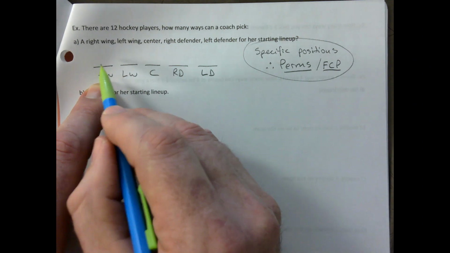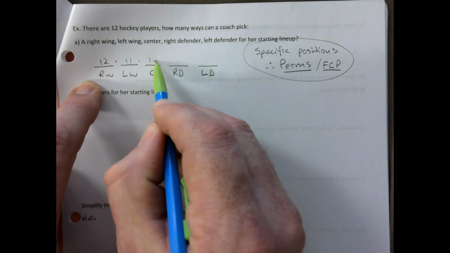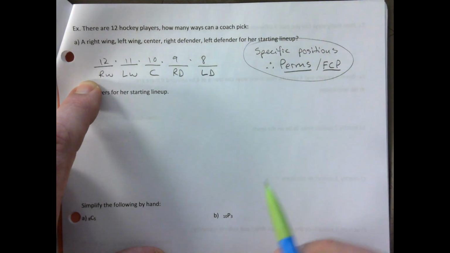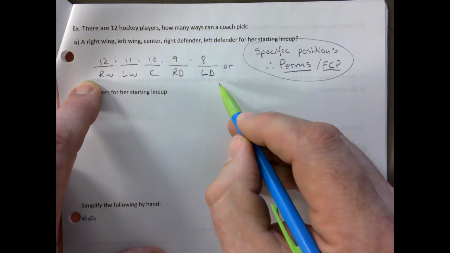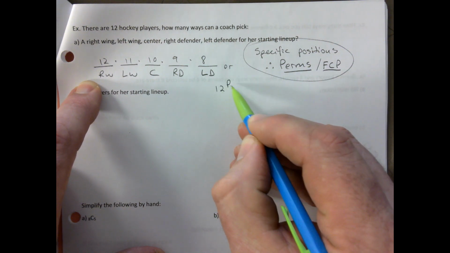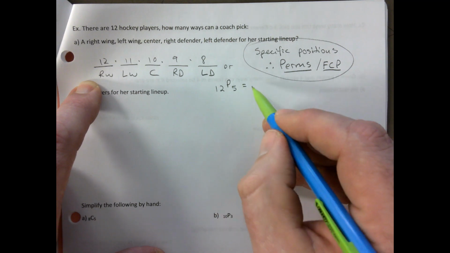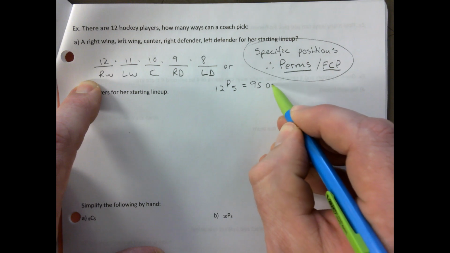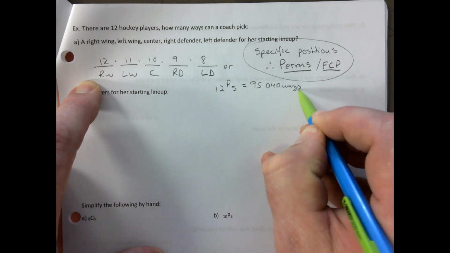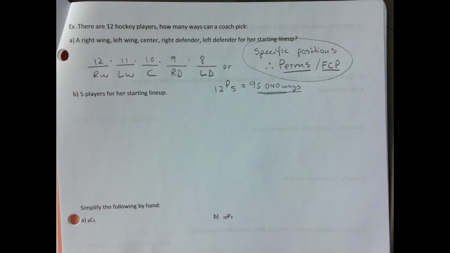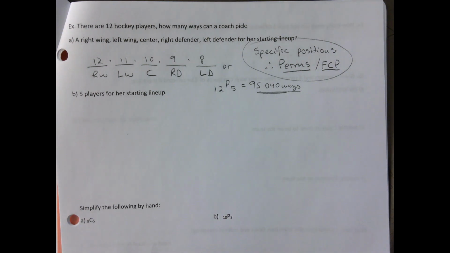Think of perms. So we've got 12 times 11 times 10 times 9 times 8. Or, what's the fancy way of saying this? 12 pick 5. Okay. This would be 95,040 ways that a coach can come up with different teams. And this is obviously, if you've been on a team, you don't make a left defender a forward, right? But technically you could. If you didn't care, if you just had to fill these positions, you could come up with 95,000 different, and then some, right? Ways of filling that.